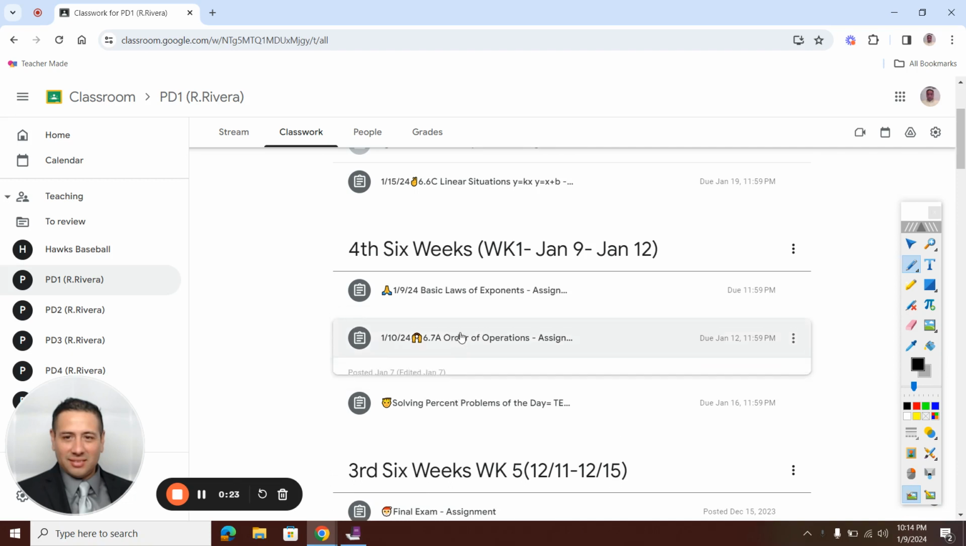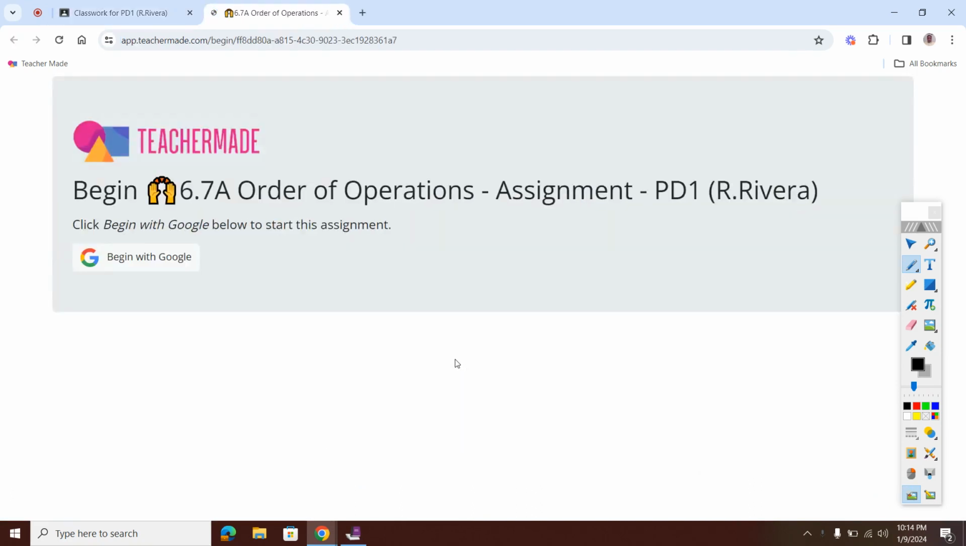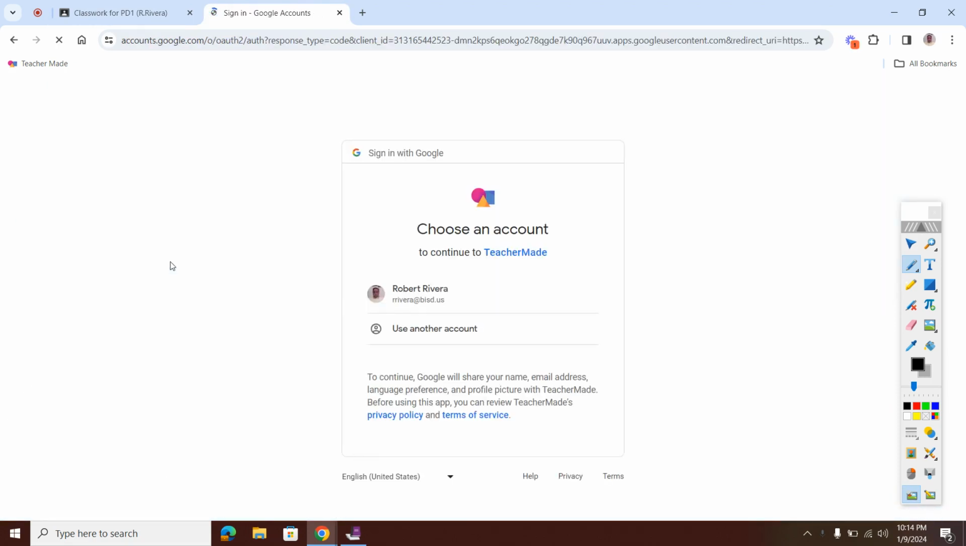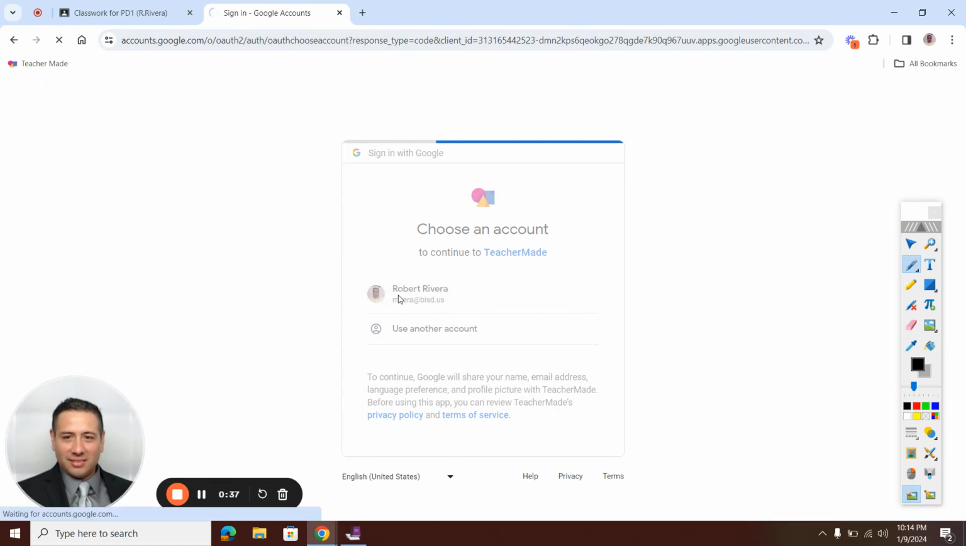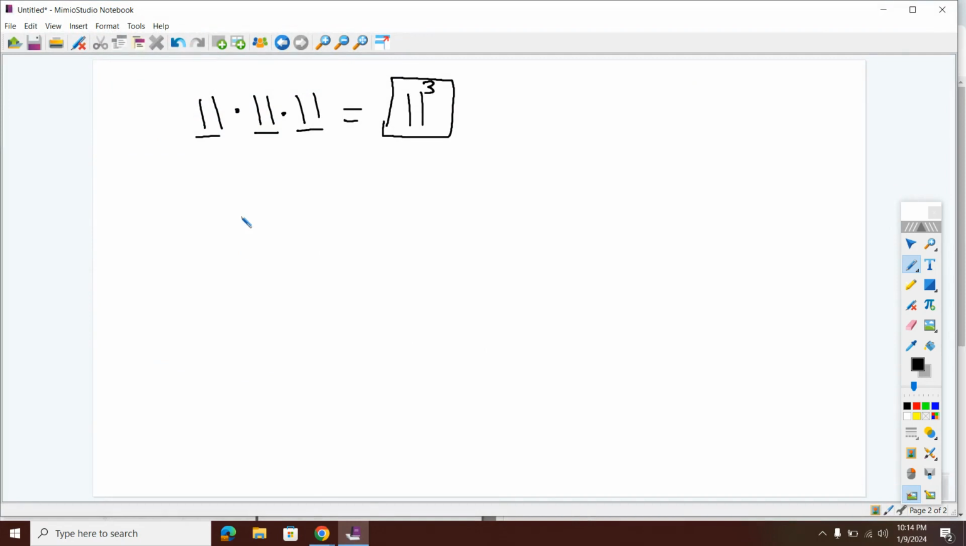So let me start with this one. This is now the order of operations. Now that we have learned about exponents, okay, we're going to try some of these. This has to be done in your homework journal, okay? So basically, I'm going to do what we've been doing. I'm going to do one, and you do one, okay?